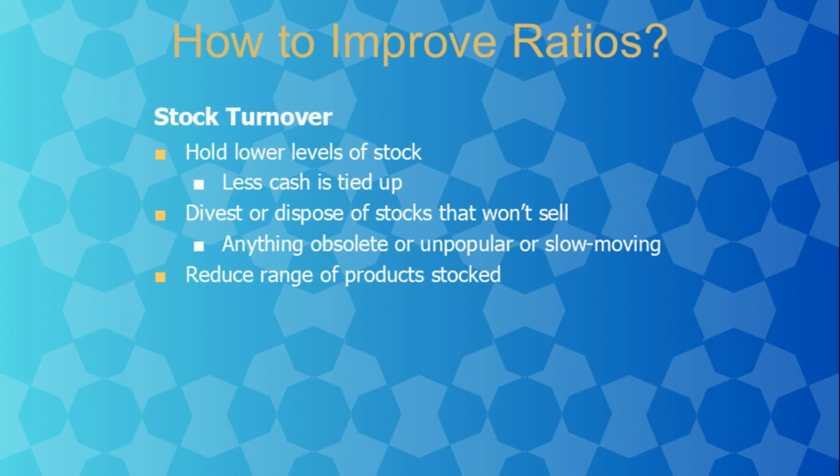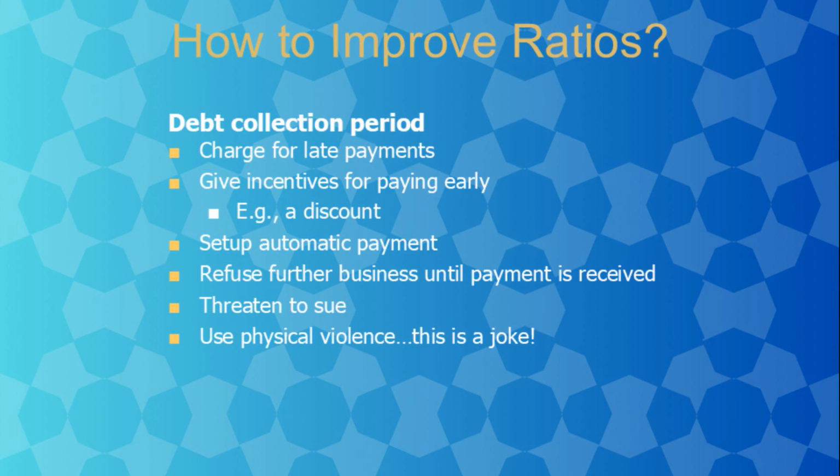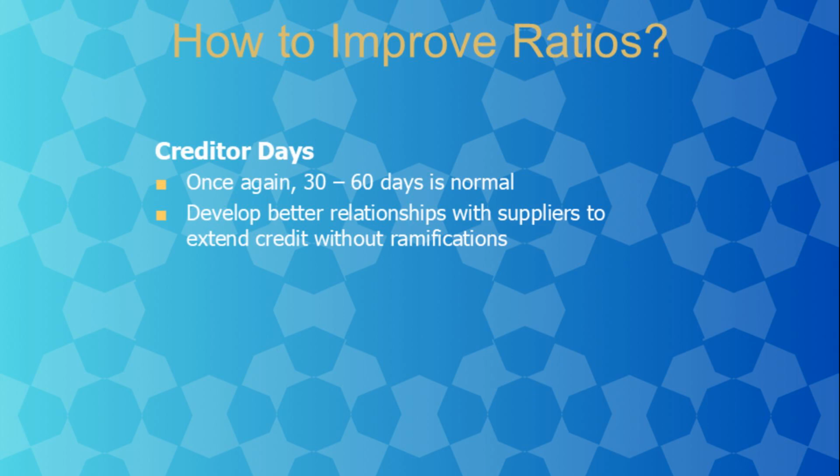To improve stock turnover, hold lower levels of stock, divest or dispose of unsellable items, and reduce the range of products stocked. Improve debt collection by charging for late payments, offering early payment incentives, setting up automatic payments, and refusing further business until payment is received. To improve creditor days, aim for a period of 30 to 60 days and develop better relationships with suppliers to extend credit without negative consequences.